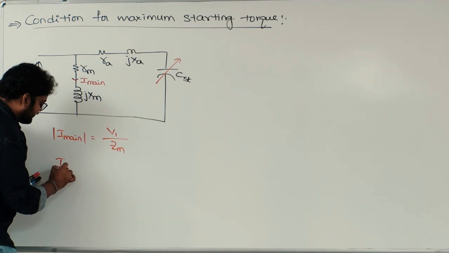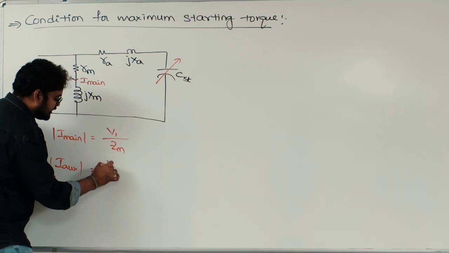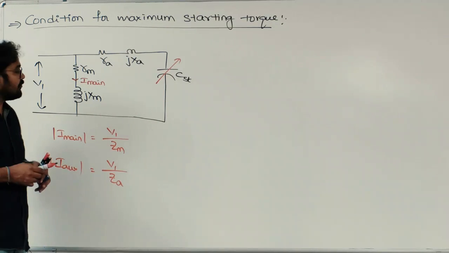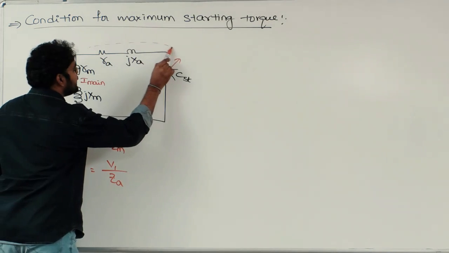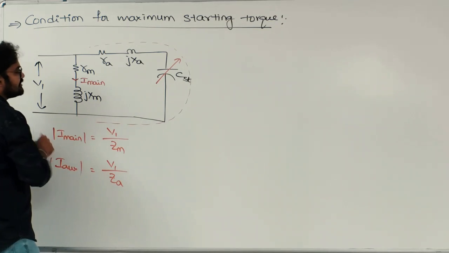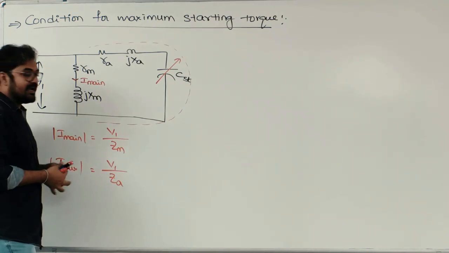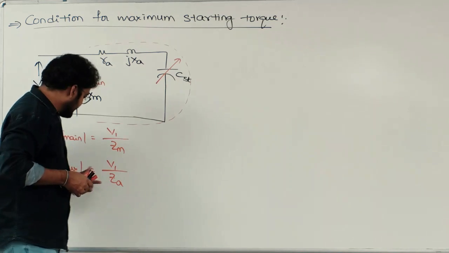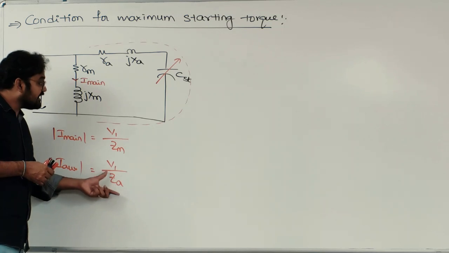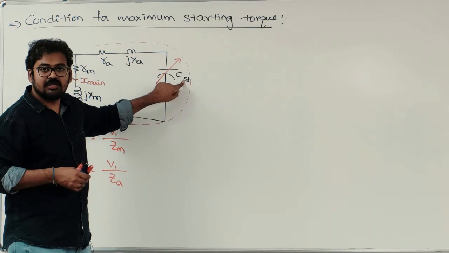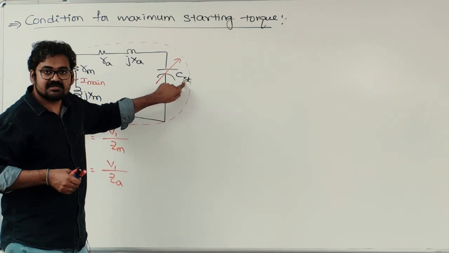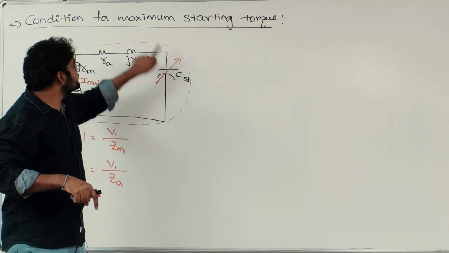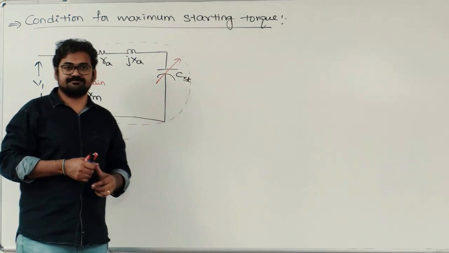Then what is the formula for auxiliary winding current magnitude? That is voltage by auxiliary branch impedance. But when I am talking about auxiliary branch impedance, can I say capacitor is also involved in that auxiliary branch? And this capacitor value is not constant, we can control it. Therefore, magnitude of auxiliary current definitely depends upon capacitor value. Now the question is, what is the value of a capacitor required to produce maximum torque at the time of starting?